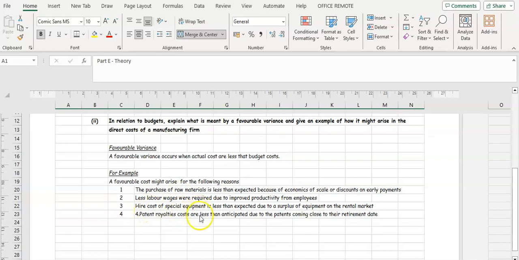Higher cost of special equipment is less than expected due to a surplus of equipment on the rental market. And patent royalties costs are less than anticipated due to patents coming close to their retirement date. So that will link into your question 1 from your sole trader and patents being written off and that sort of stuff. So a bit of theory is becoming more important with the subject.